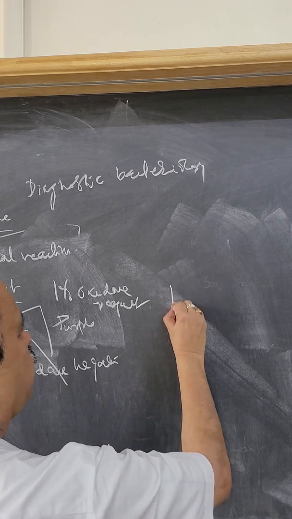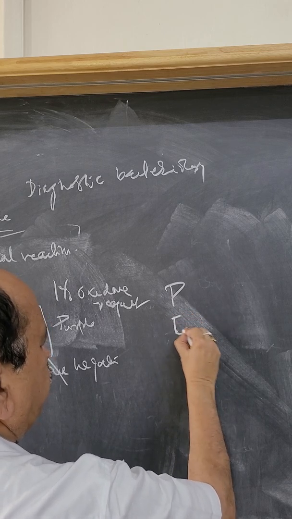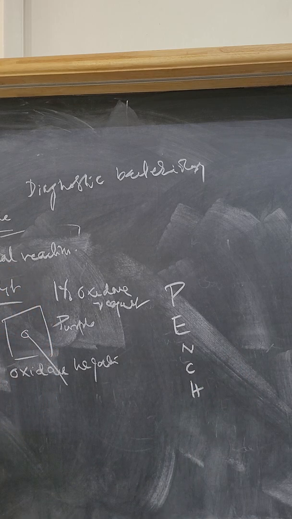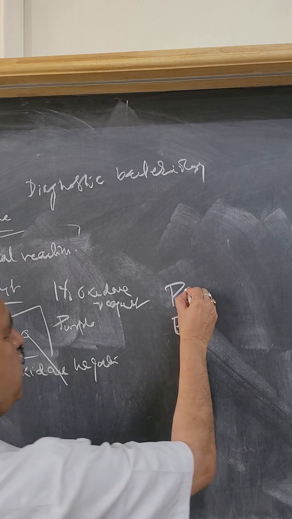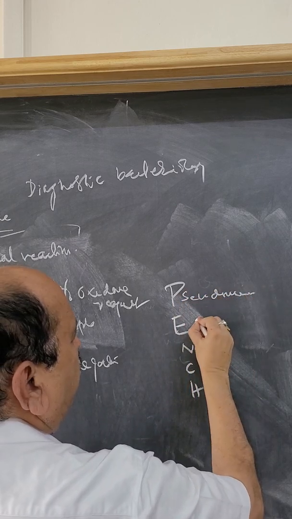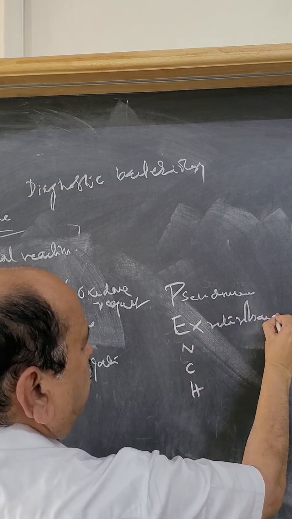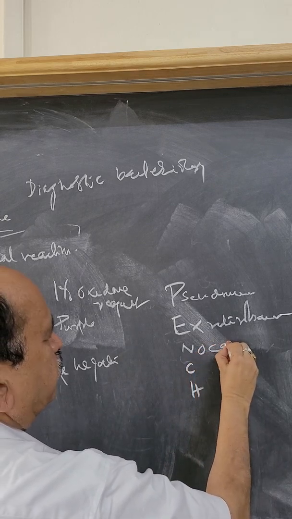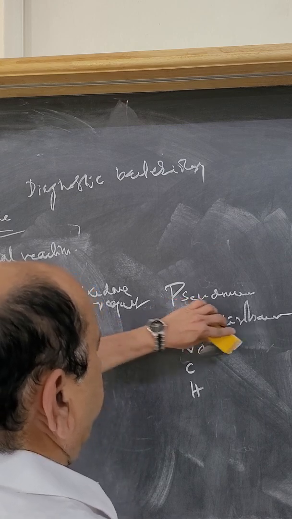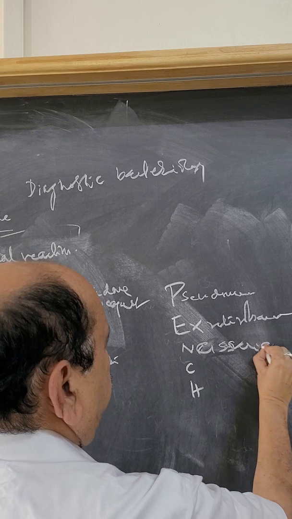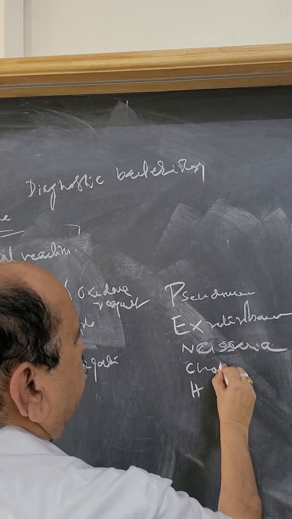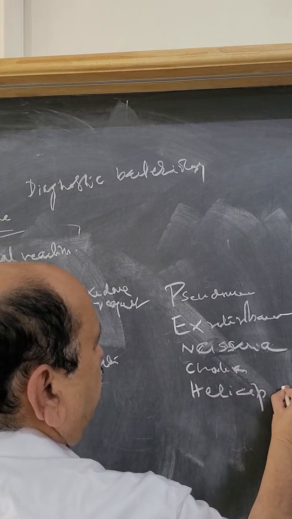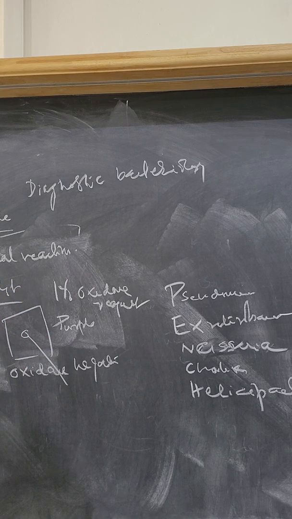If you want to score a distinction, remember the mnemonic PINCH. This is Pseudomonas, then Neisseria, Nocardia, Cholera bacilli, Helicobacter. These are oxidase positive. All Enterobacteriaceae are gram negative and oxidase negative.